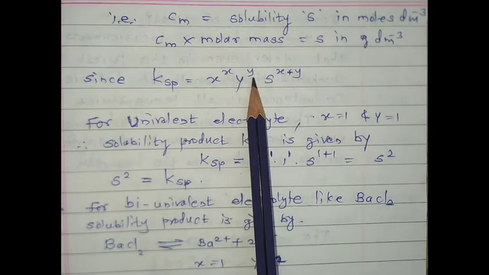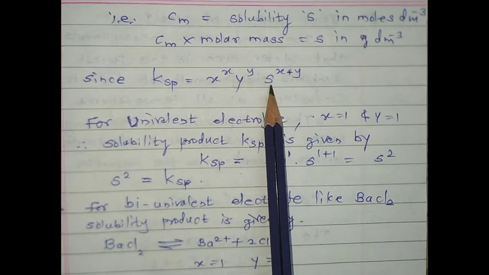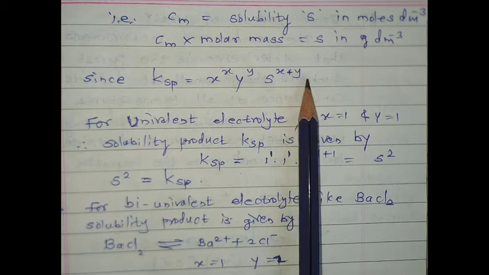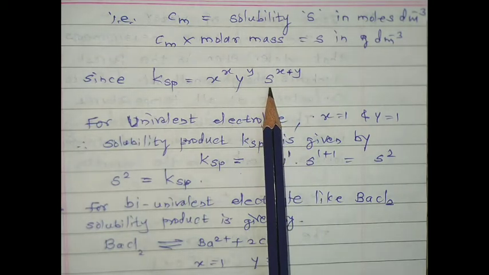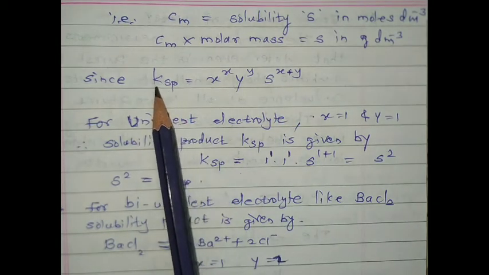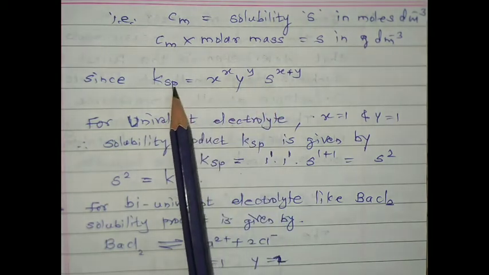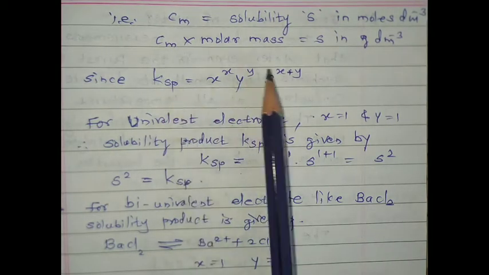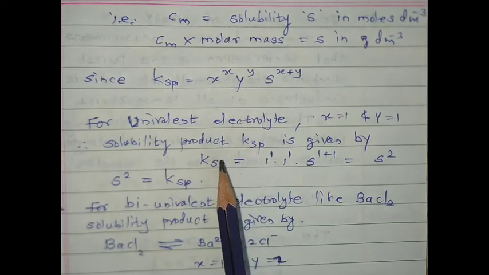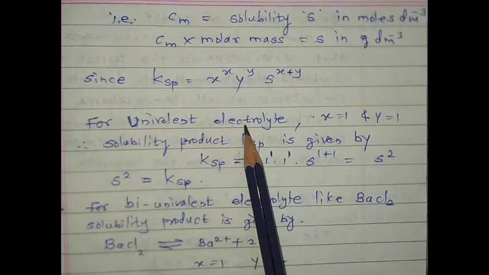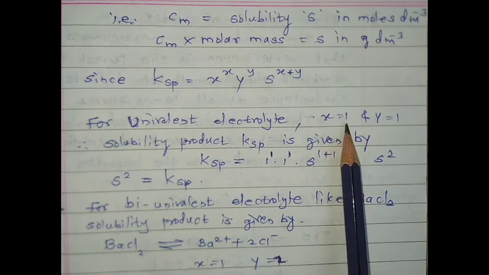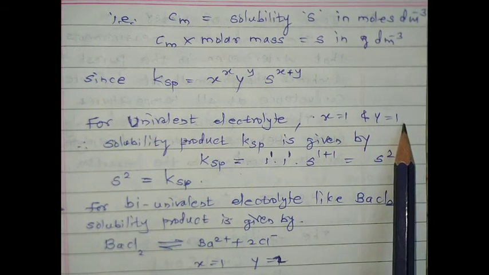Hence the solubility product can be represented mathematically as Ksp equals x raised to x, y raised to y, into S raised to x plus y. Here S is the solubility and Ksp is the solubility product. So this is the equation. It shows the relation between solubility product and solubility. For example, for a univalent electrolyte, x equals 1 and y equals 1.